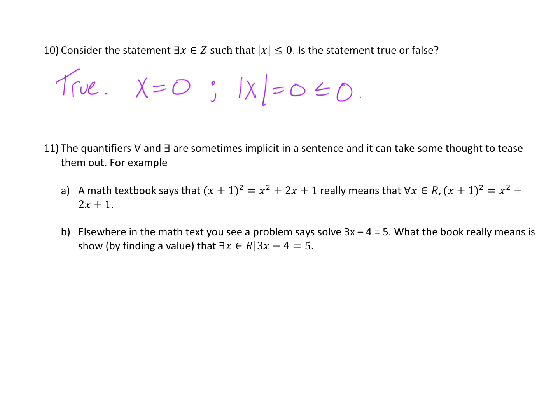Elsewhere in a math textbook, you might see a problem that says solve 3x minus 4 equals 5. But what they really mean is show that there exists an x in the reals such that 3x minus 4 equals 5 by finding the x, right? Show that there exists an x such that that statement is true. So the quantifiers for all and there exists are sometimes not written down, and you have to carefully read and decide, are there quantifiers implicit in that sentence that you need to consider.